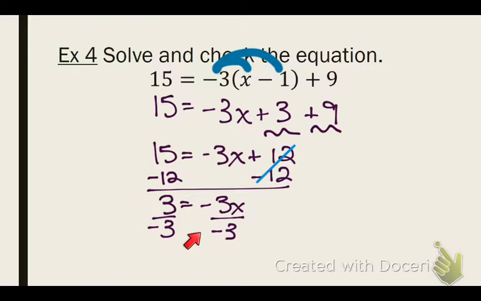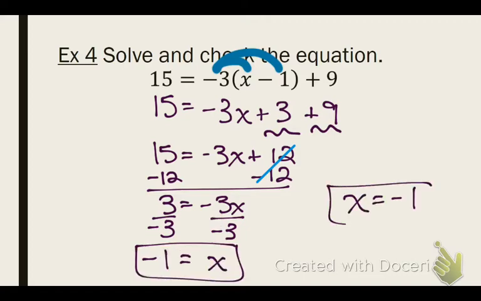At this step, another big mistake is sometimes we divide by the wrong number. Ensure that you divided by the number with the variable. So the very last step is dividing by the number with the variable. I can either write my answer that way or that way. It's called a symmetric property.